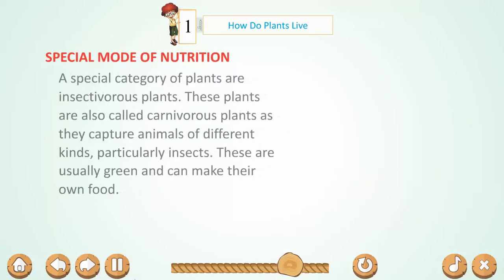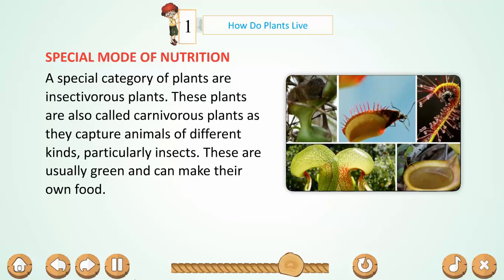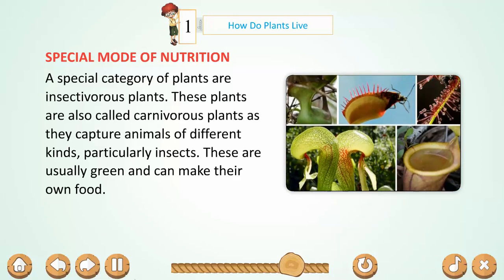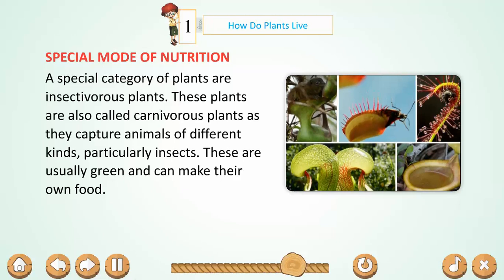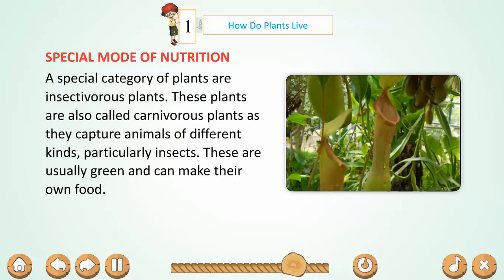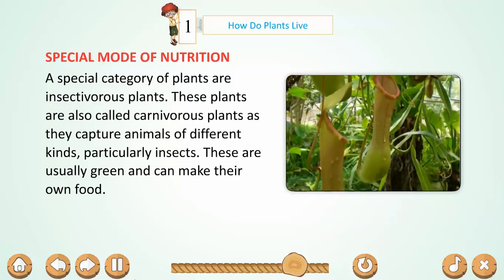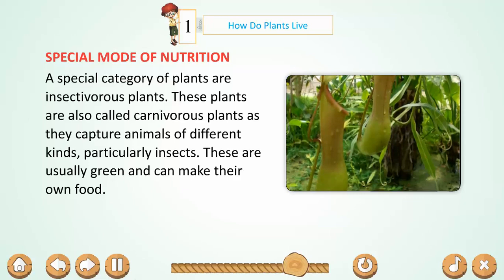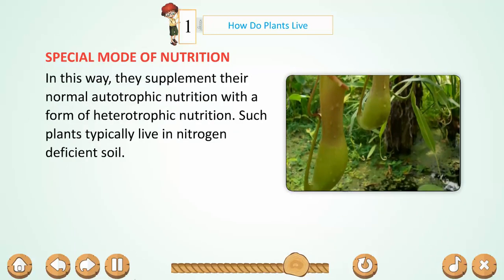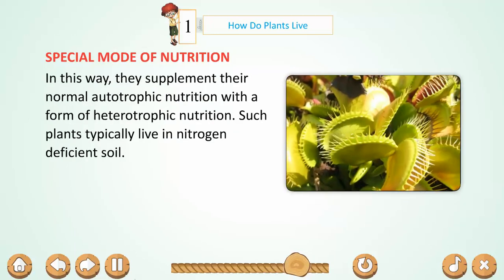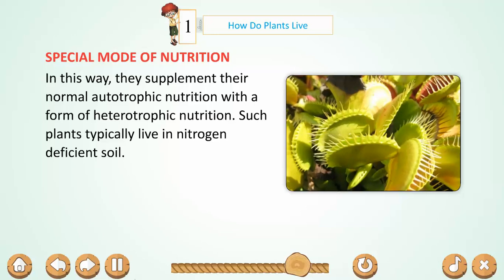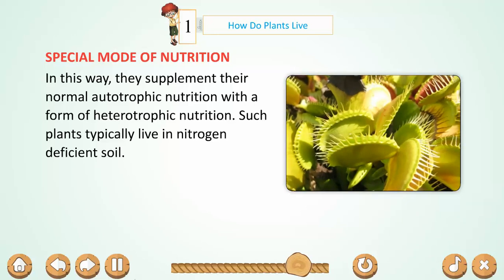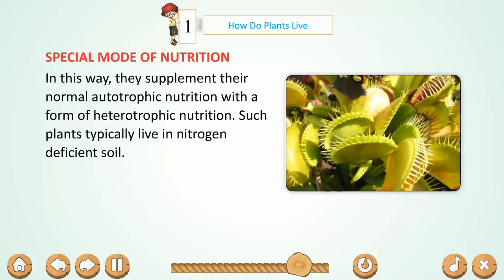Special mode of nutrition. A special category of plants are insectivorous plants. These plants are also called carnivorous plants as they capture animals of different kinds, particularly insects. These are usually green and can make their own food. In this way, they supplement their normal autotrophic nutrition with a form of heterotrophic nutrition. Such plants typically live in nitrogen deficient soil.